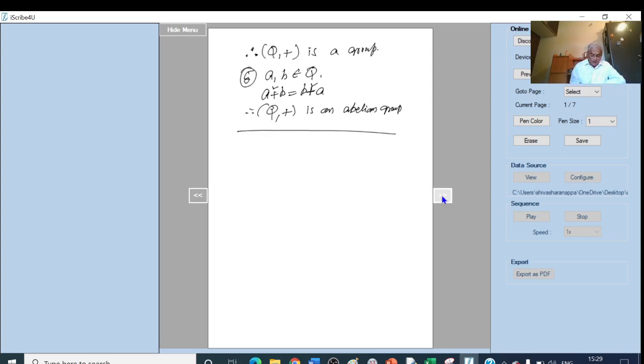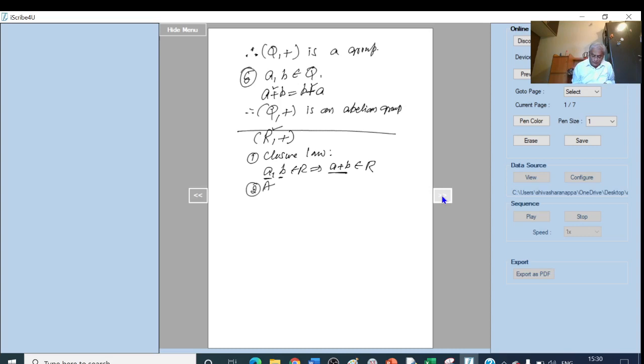Next example I will go for R comma plus. That is, R is the set of real numbers. R consisting of all rational, irrational, integers, everything is there. That is here, R is the set of real numbers with respect to addition. Second, we go by the same method here. First one, closure law. Suppose A and B belongs to R. Can I write A plus B also belongs to R? Definitely, because A is a real, B is a real, and their addition must be real. This belongs to R. Closure law is satisfied.